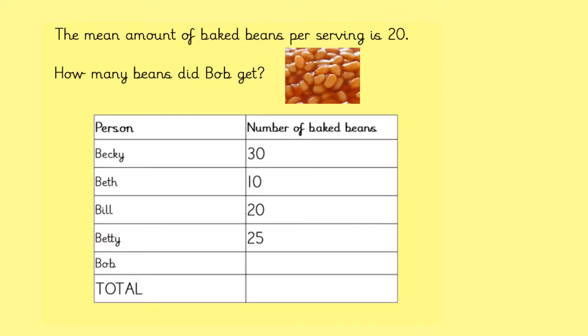You can also work the other way. If you know the mean, then you can work back to find out each piece of data, like in this problem. So the mean amount of baked beans per serving is 20. How many beans did Bob get? Becky got 30 beans, Beth 10, Bill 20 and Betty 25. We need to find out how many Bob got. But we know that the total must be 5, because there are 5 people, times 20. So the total must be 100.